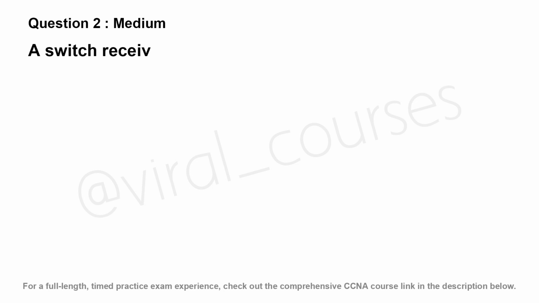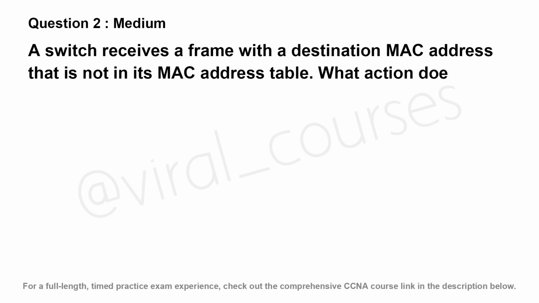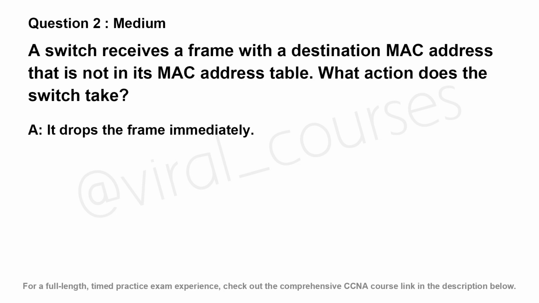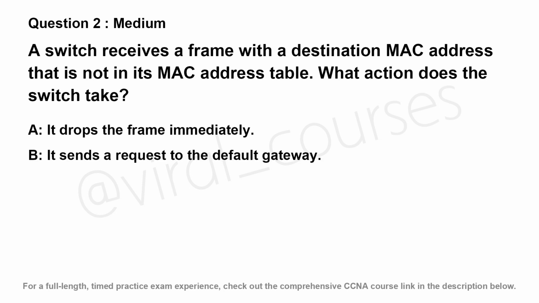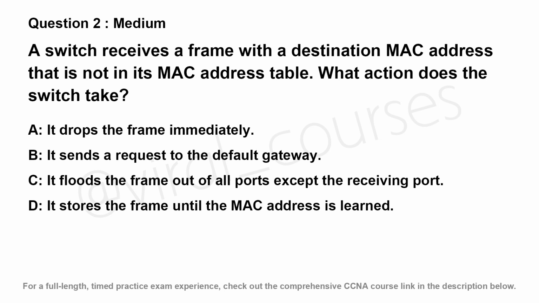A switch receives a frame with a destination MAC address that is not in its MAC address table. What action does the switch take? Option A, it drops the frame immediately. Option B, it sends a request to the default gateway. Option C, it floods the frame out of all ports except the receiving port. Option D, it stores the frame until the MAC address is learned.